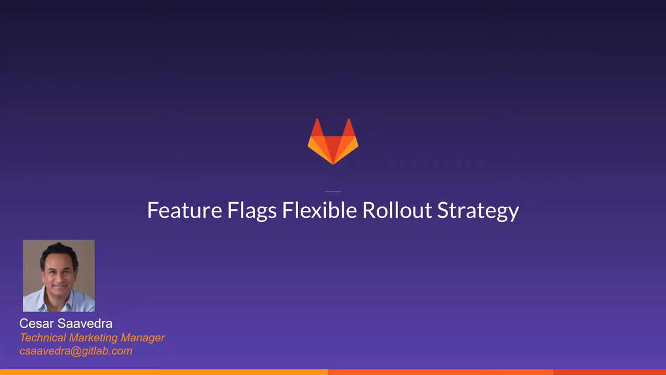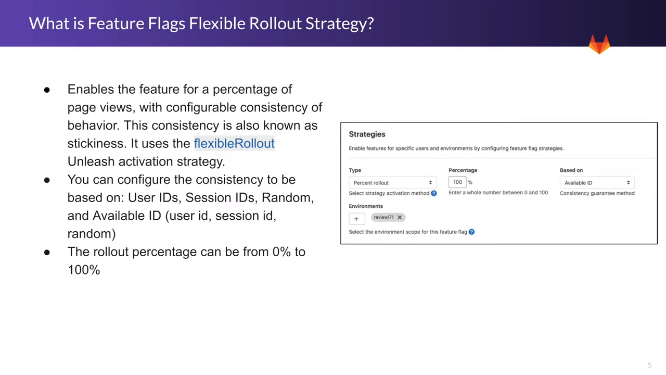In this segment, I'm going to be covering a new feature in GitLab 13.5 called Feature Flag Flexible Rollout Strategy. This new capability enables a feature for a percentage of page views with configurable consistency of behavior. It leverages an open source project called Unleash to implement this activation strategy called flexible rollout. You can configure the consistency to be based on user IDs, session IDs, random, and available ID. And the rollout percentage could be anywhere from 0 to 100%.